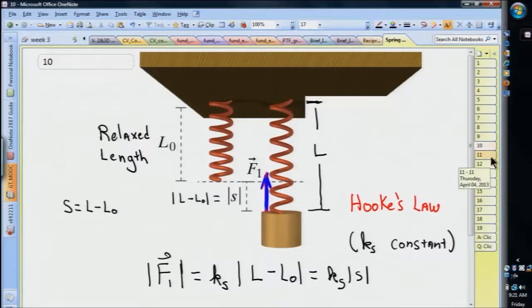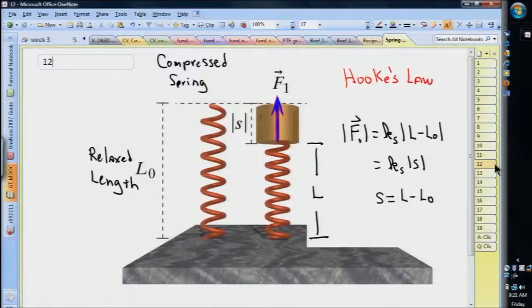Now, if the spring is compressed instead of stretched, then the spring force still tries to act to restore the spring to its relaxed length, meaning the force is again in the direction such that if the object moves in that direction, then the spring is closer to being restored to its relaxed length, L0. Moreover, the magnitude is still given by Hooke's law.